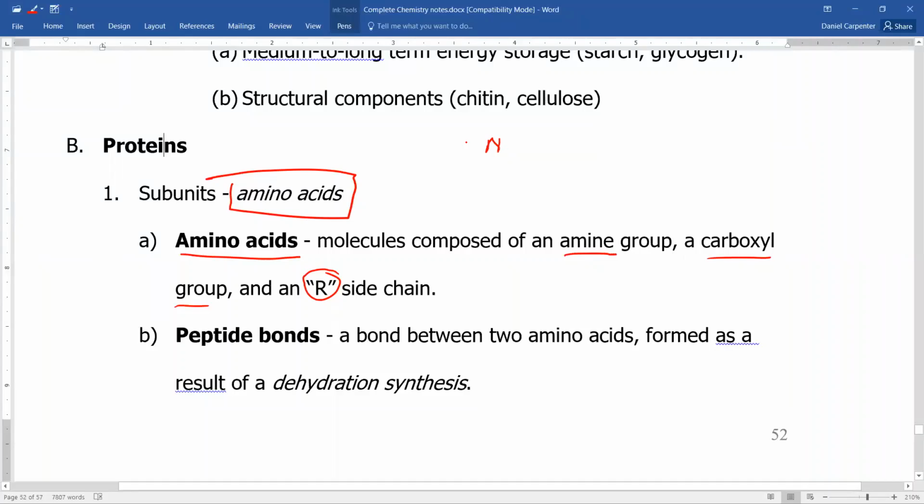So we have an amine group, which is an NH2, H2N is the same thing, just the other direction, and it is attached to a carbon, which is attached to another carbon and a double bonded O and an OH. And then on this carbon, we've got the R group. So there is the general formula for amino acids.